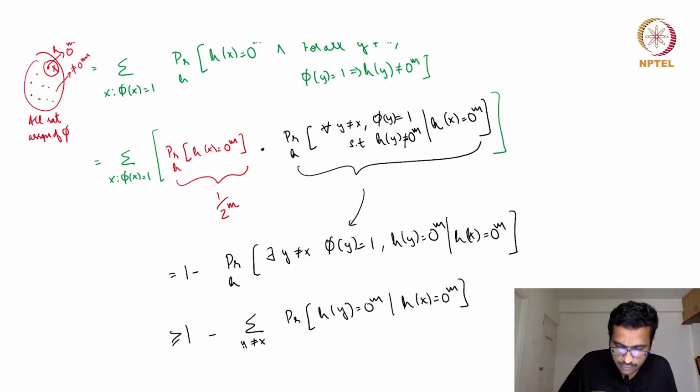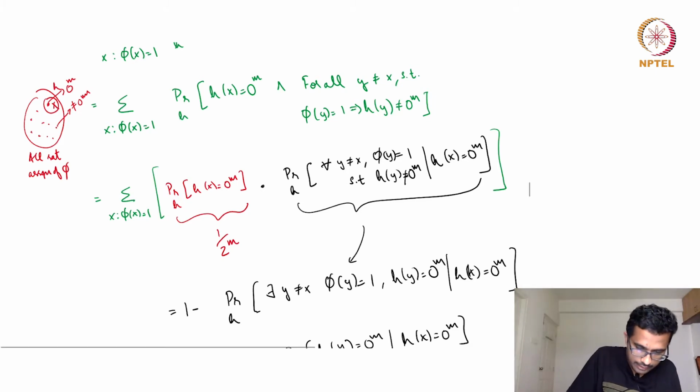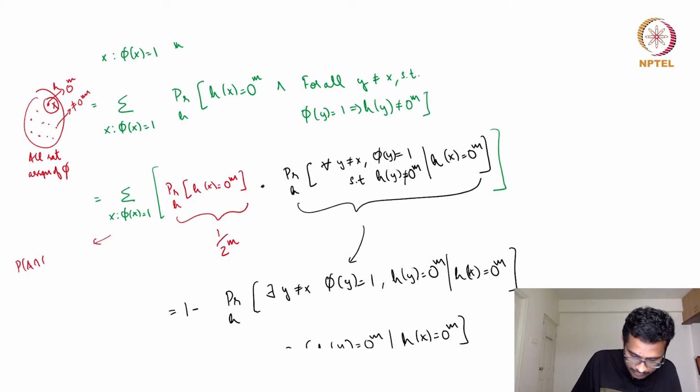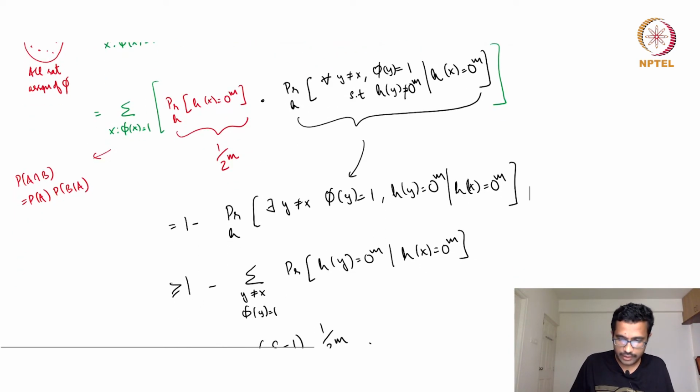And because we are multiplying these things, we need to make this a conditional probability. The probability of a intersection b is simply probability of a times probability of b given a, which is what we have used here. So a is the event that hx is all zeros, and b is the event that for all y that is not equal to x, hy is not zeros.